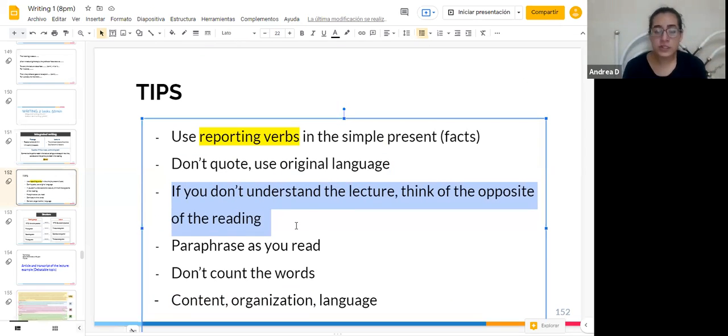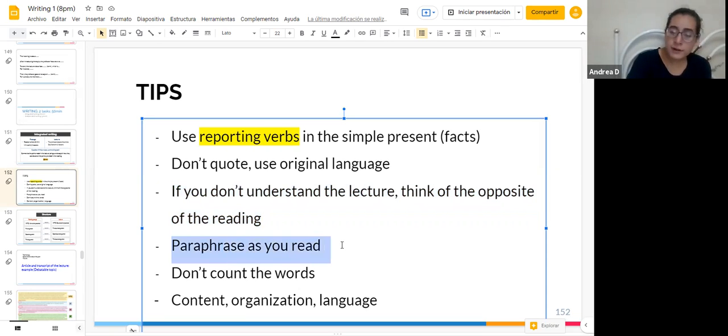Now, this is like your contingency plan. Many people have told me something like, I just didn't understand the lecture, or I didn't get to hear it, I was distracted, I couldn't take good notes. So if something happens with the lecture and you're not able to catch everything, then your plan is just to think of the opposite of the reading, okay? And you're going to have to make it up. So that's like the contingency plan. If something happens when you're listening to the lecture, you don't know what it was about, you've got to just make your way out of it, think of the opposite of the reading. It's probably going to be that.